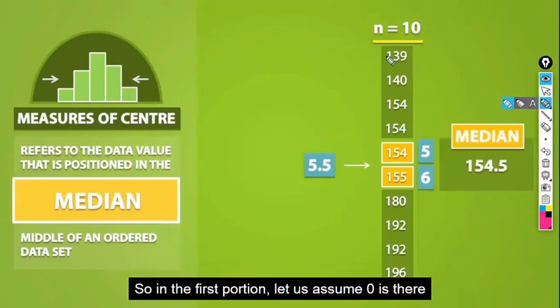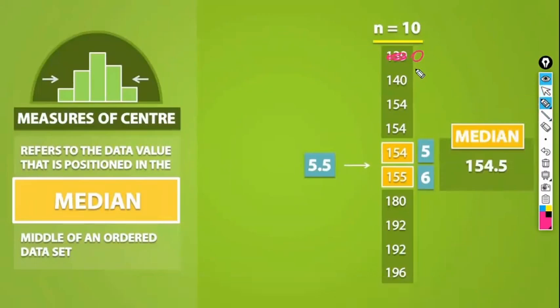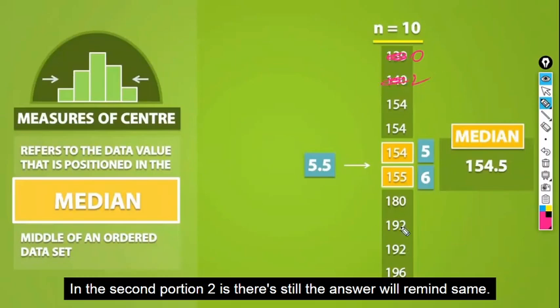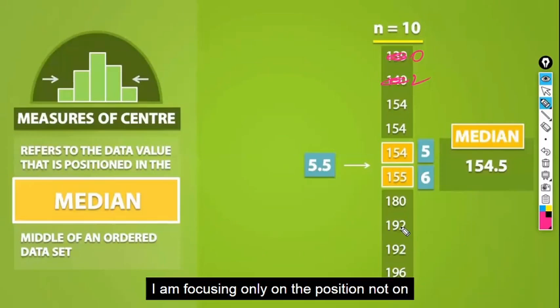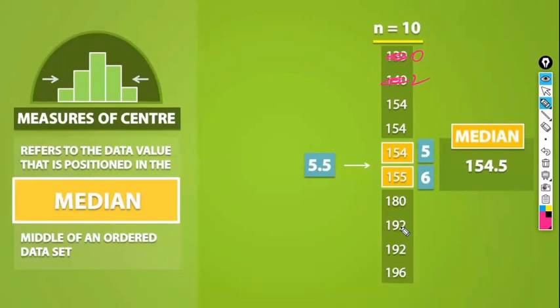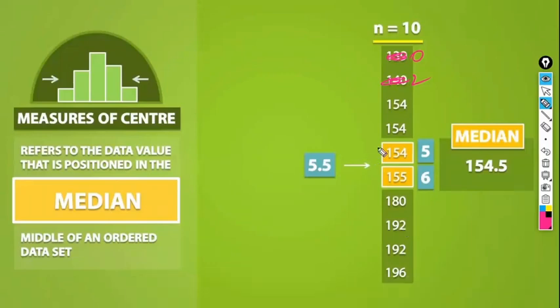Sir, in the first position, let us assume 0 is there. Still the answer will remain the same. In the second position, 2 is there. Still the answer will remain the same. I am focusing only on the position, not on the value. In the center position, whatever is there, not on the value.